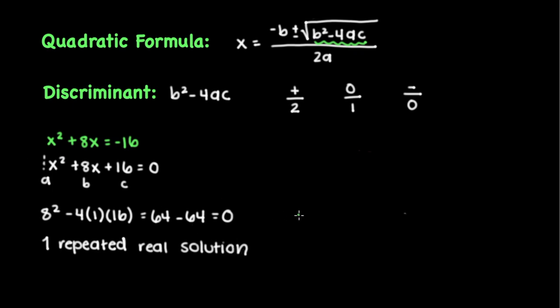Now try solving the following two quadratics on your own. We have 2x squared plus x minus 3 is equal to 0, and 3x squared minus 10x plus 15 is equal to 0. Check your answers in the description down below.